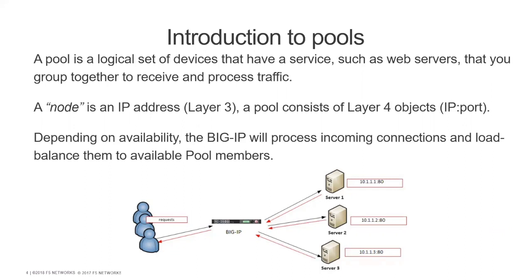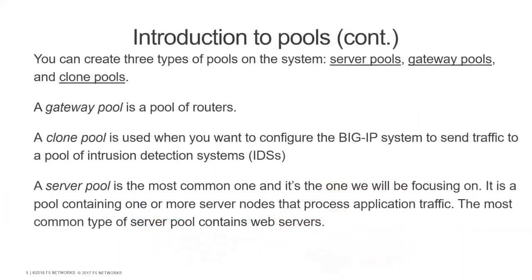Then, depending on availability, we're going to speak about this later, we will process incoming requests from the clients and load balance to available pool members. So if we're doing health checks and, for example, server 1 is not available, we're not going to load balance there, only to server 2 and server 3.